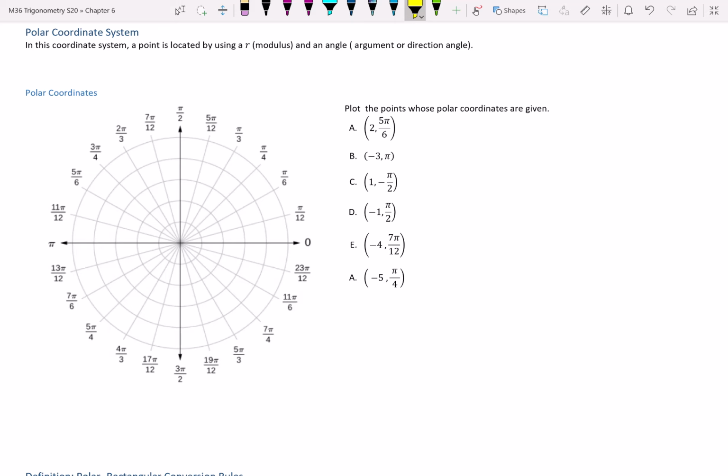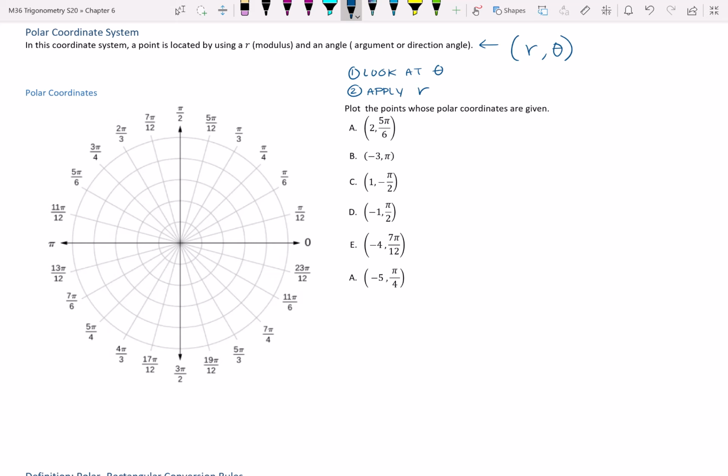Polar coordinates are r comma theta. So let me write that down. My polar coordinates are going to be r comma theta. Normally we have x comma y. Now we're going to have r comma theta. The way that you plot points is you first look at your theta, and then you look at your r, your modulus.